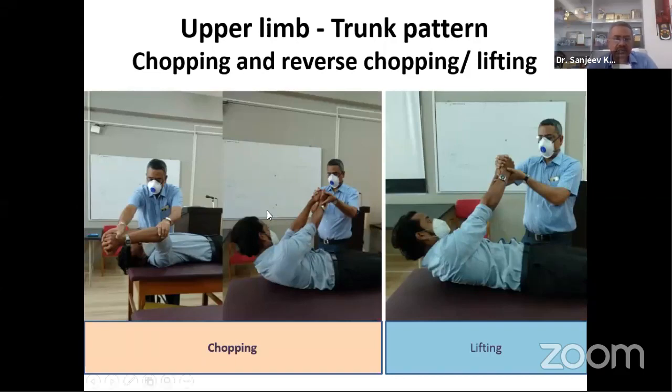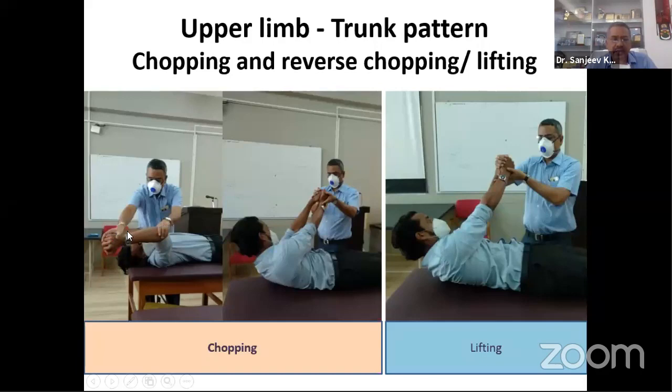So now you see this method is known as chopping. Whenever you are talking about chopping, both upper limbs will be involved and the patient will be performing in a diagonal pattern, and both upper limbs will be performing in two different patterns. Both will go for extension, but not in a symmetrical pattern. They are asymmetrical in nature.